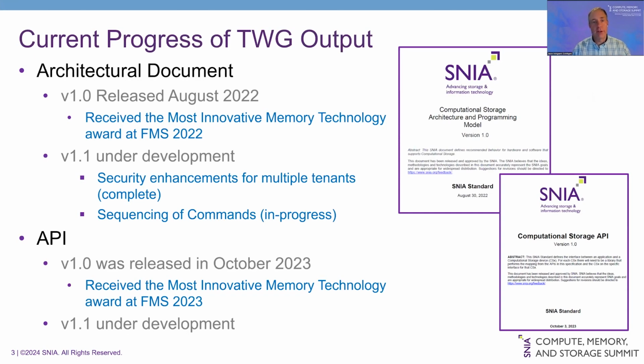So the current progress of the TWG, we've got two main documents that we've been developing for some time. We've got the architectural document. The version 1.0 was released in August of 2022. It was awarded the most innovative memory technology at FMS in 2022. And in the meantime, we've been working on a 1.1 with two key enhancements. We've got security enhancements for multiple tenants, and those changes have been incorporated into a draft. And we've got sequencing of commands, and we're finalizing the incorporation of that text into the 1.1 as well.